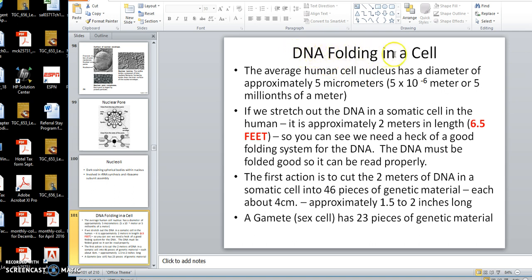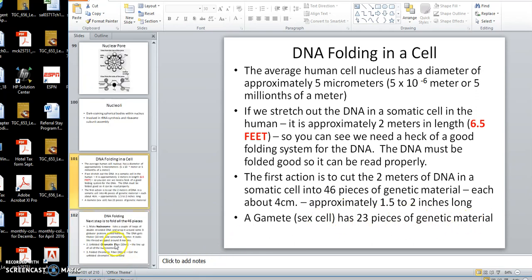Now think about this. To put this much length into that small space, DNA has to have several folding patterns to make it very organized to put in there. The way I described it in my own way to try to help some of you is the first action is to cut the 2 meters of DNA into 46 pieces. Now, this is just to kind of help you, which would be 46 pieces of genetic material, also sometimes called chromosomes. Each piece would be, let's say, around 2 inches or so. A gamete cell, sperm or egg, only has half the genetic material.